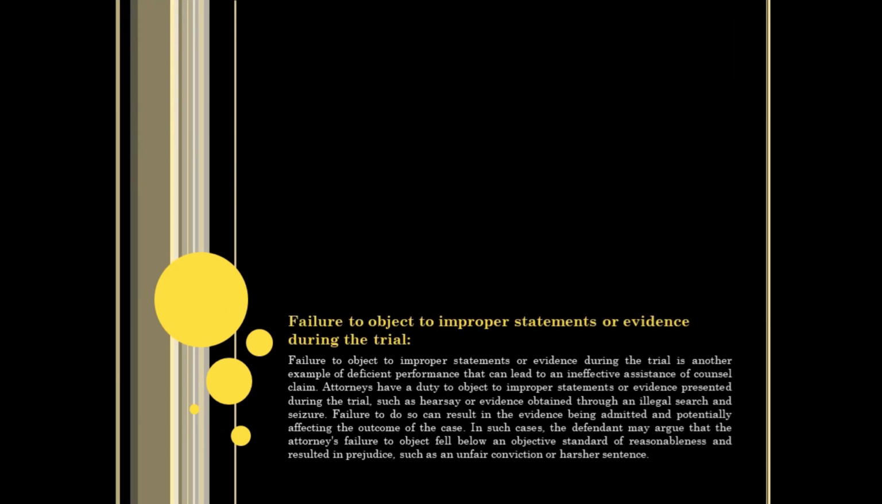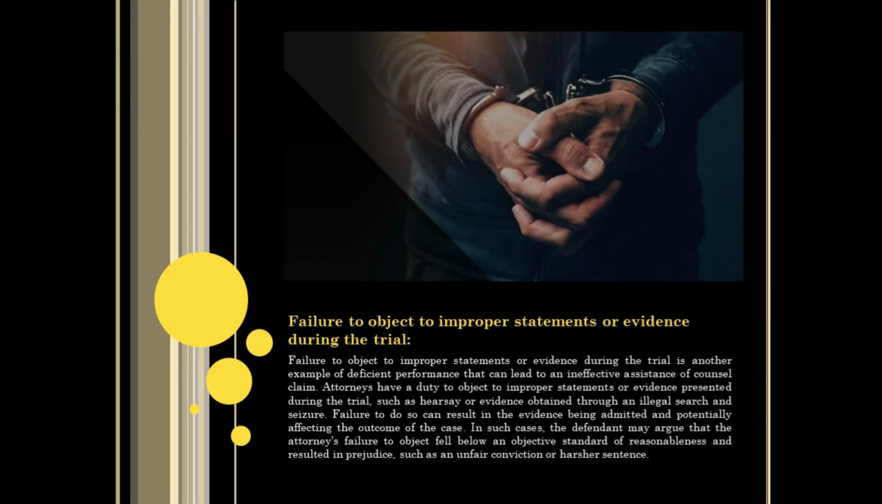Failure to object to improper statements or evidence during the trial. Failure to object to improper statements or evidence during the trial is another example of deficient performance that can lead to an ineffective assistance of counsel claim. Attorneys have a duty to object to improper statements or evidence presented during the trial, such as hearsay or evidence obtained through an illegal search and seizure. Failure to do so can result in the evidence being admitted and potentially affecting the outcome of the case.